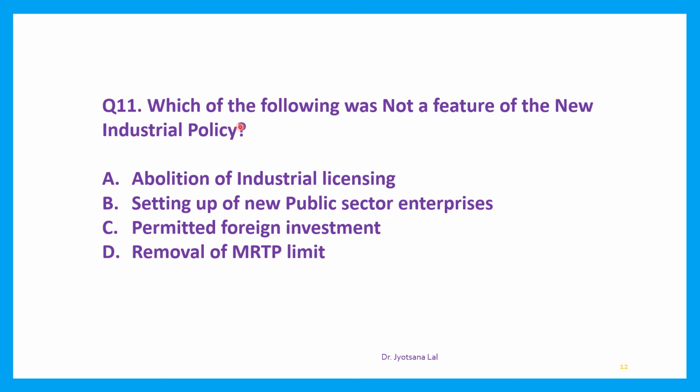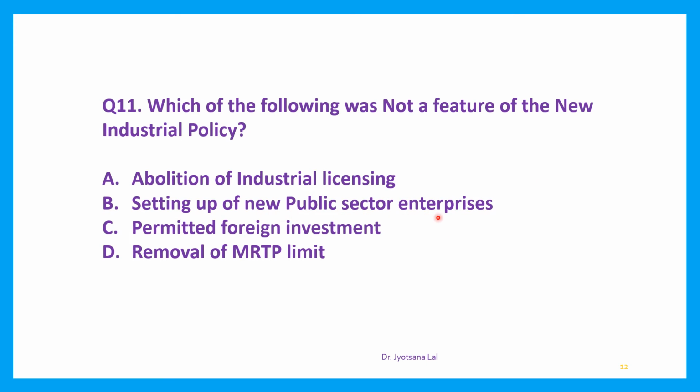Question number 11. Which of the following was not a feature of the new industrial policy? New industrial policy, a very important chapter in Indian economy, and many times this policy has been modified, and you have to find out which one is not the feature. Okay, so all these options are there. You have to find out which one is not the feature. Option A, abolition of industrial licensing. Yes, this is a very important first feature of new industrial policy. So this is not the answer.